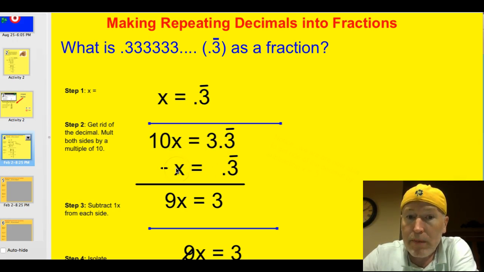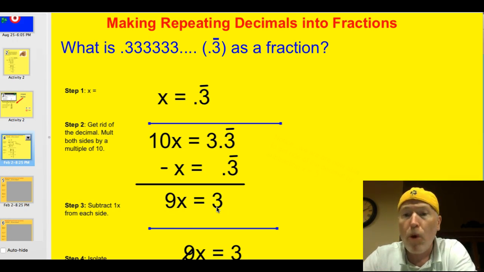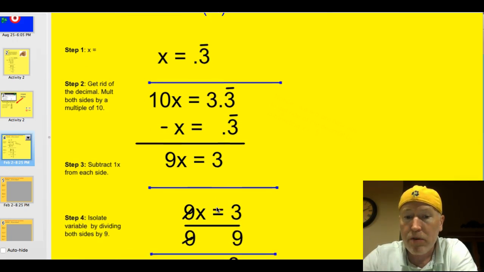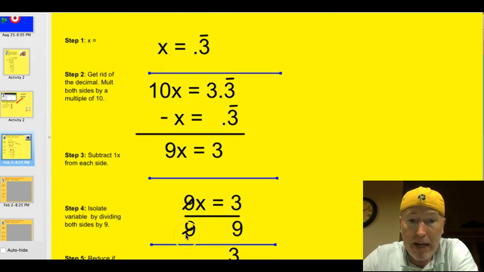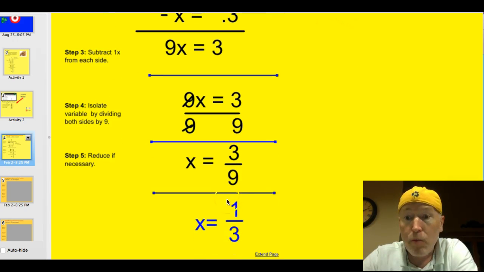Now we're going to subtract 1x. We're going to get down to 9x. If we subtract all of those repeating 3's, we'll end up with 9x is equal to 3. And this is what we want to do. We want to get a simple one-step equation without any decimals. Now we divide by 9. Step 4, that'll isolate this variable. We're going to end up with x is equal to 3/9. That's what we want, something we can reduce. x is equal to 1/3 then.